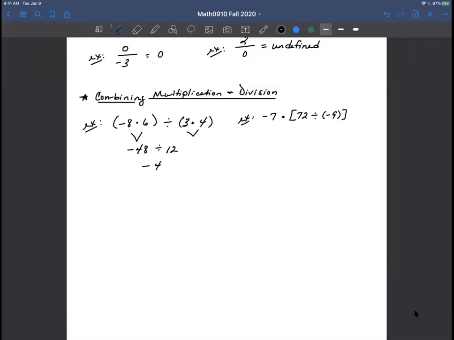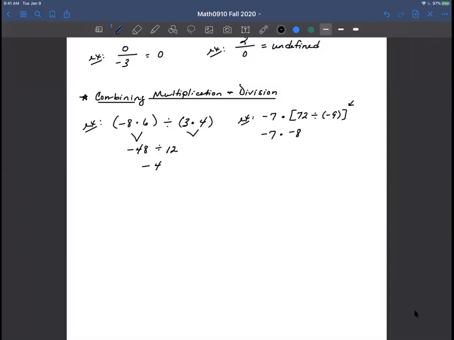We've got brackets over here to the right. So I'm going to take care of this first. So I always write my problems from left to right. So I'm going to start with the -7 times. Now let's take care of this bracket. 72 divided by -9 is going to be -8. So all of that stuff simplifies down to -8.